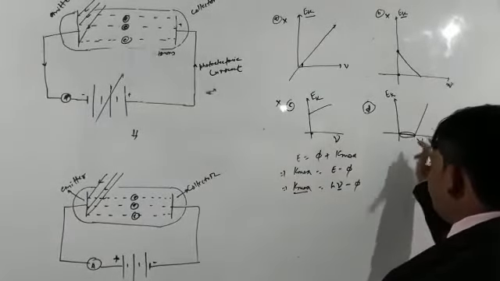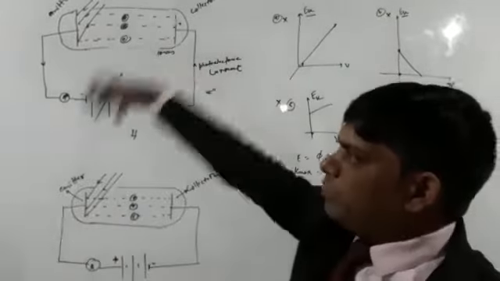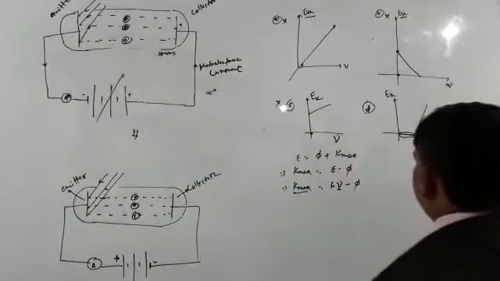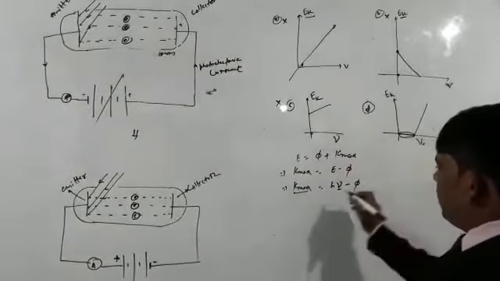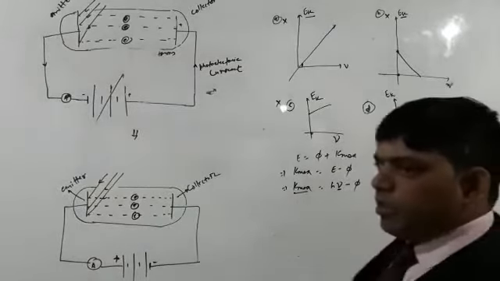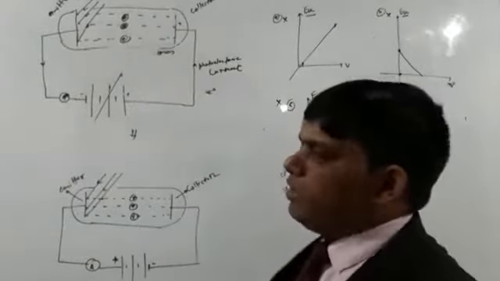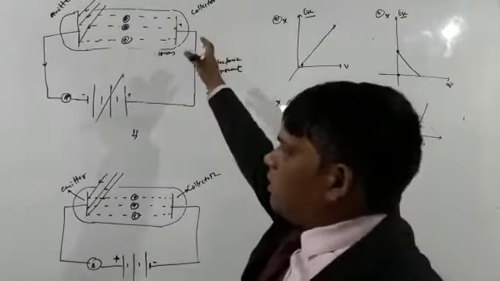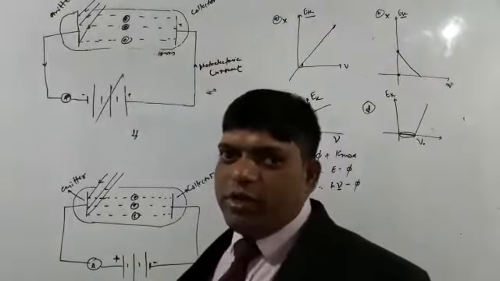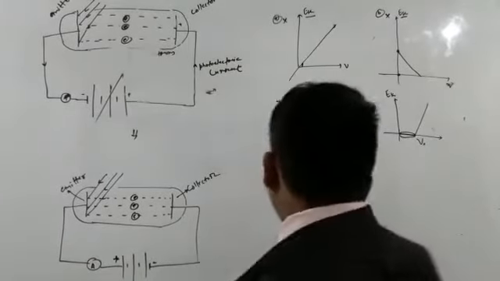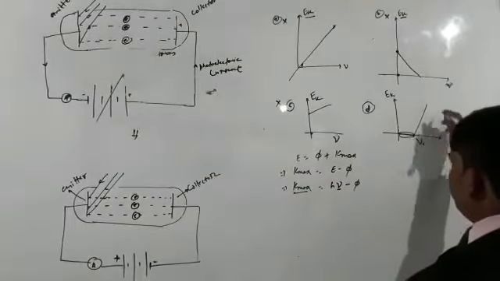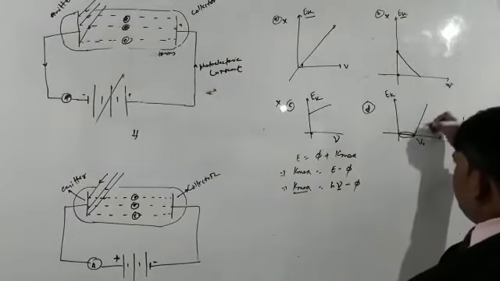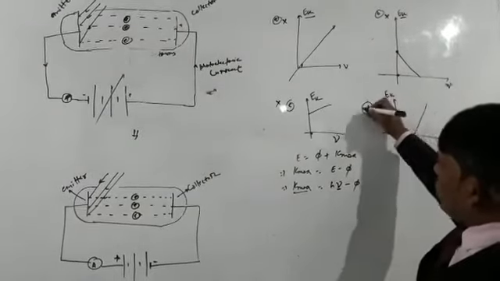Now if the frequency of the radiation falling on the emitter increases, then the electrons will be able to eject out from the emitter, and in this case they will move towards the collector, and so they will have some value of the maximum kinetic energy, which is represented by this segment of the graph. Hence this option is correct.